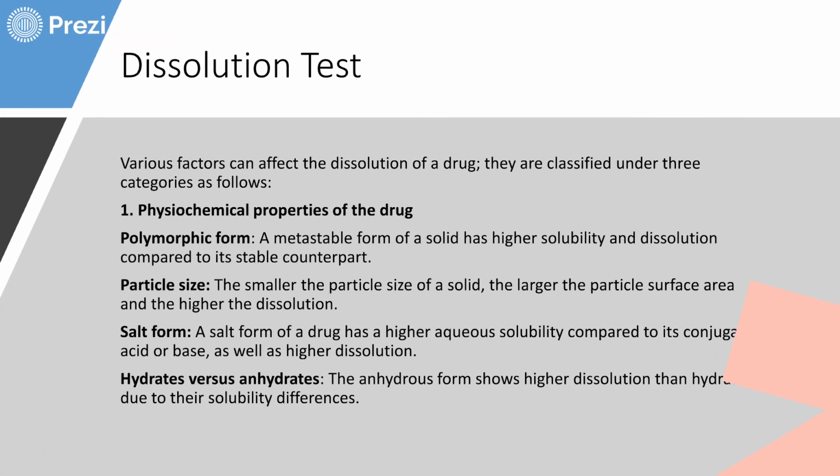Now let us try to figure out the factors which influence our dissolution test results. The first factor is the physicochemical properties of the drug. Whether the drug exists in a polymorphic form, and the particle size of the drug, plays a very important role. The larger the particle surface area, the higher the dissolution. Then salt form: a salt form of a drug has higher aqueous solubility compared to its conjugated acids or bases, as well as higher dissolution. Then hydrates versus anhydrous: the anhydrous form shows higher dissolution. All these characteristics we have studied in the pre-formulation study.